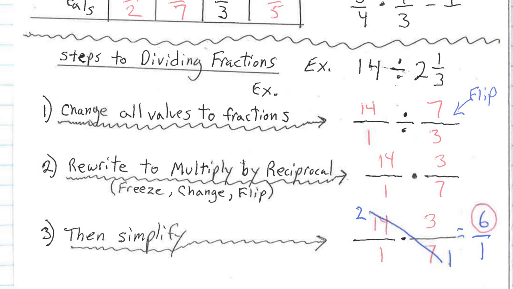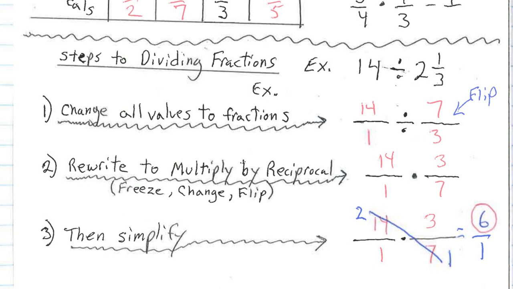Notice this is 14. Well, that's 14 over 1. And this is 2 1/3. Well, remember, 3 times 2 is 6, and 6 plus 1 is 7, so 7/3. You see that? I changed both of these into fractions. The next step, and I put flip here just for a reason. You'll see in a minute.